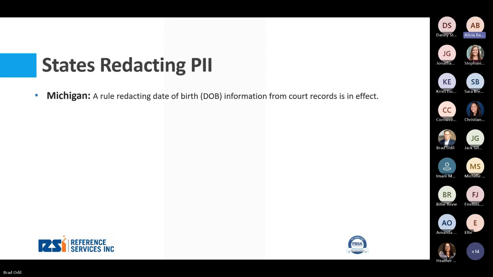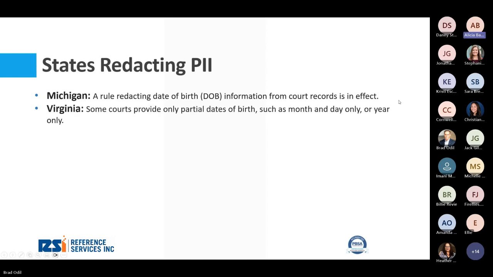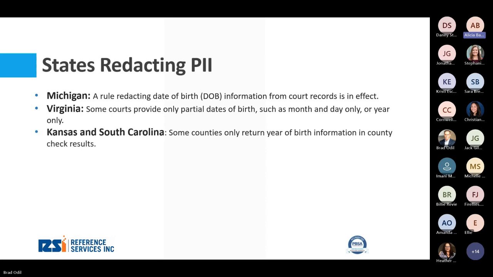Yeah, thanks, Brad. Like Brad said, the recommended rule is to have at least 3 personal identifiers. So just some examples of what we're working with on the back end while we're working the criminal portion of the background check. Michigan, several years ago, they began redacting the date of birth from court records. Virginia, some courts provide partial dates of birth, such as a month and a day only or year only, and only a full date of birth can be considered a matching identifier. For Kansas and South Carolina, most counties only return the year of birth.